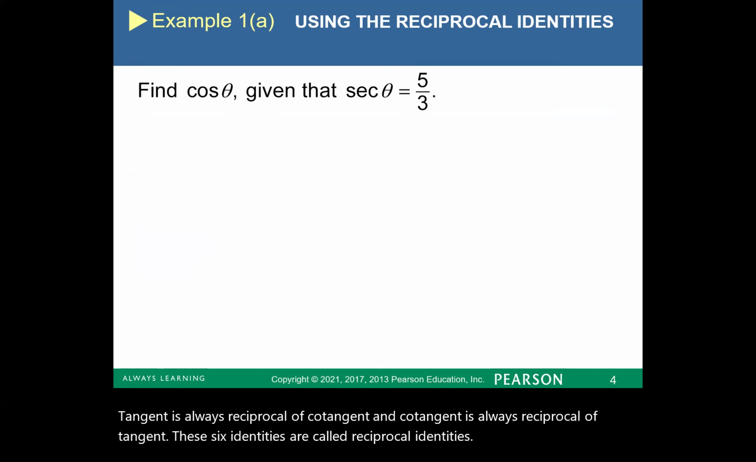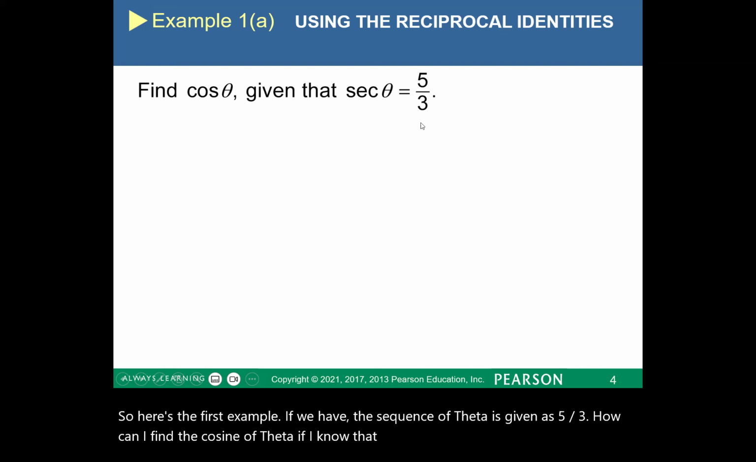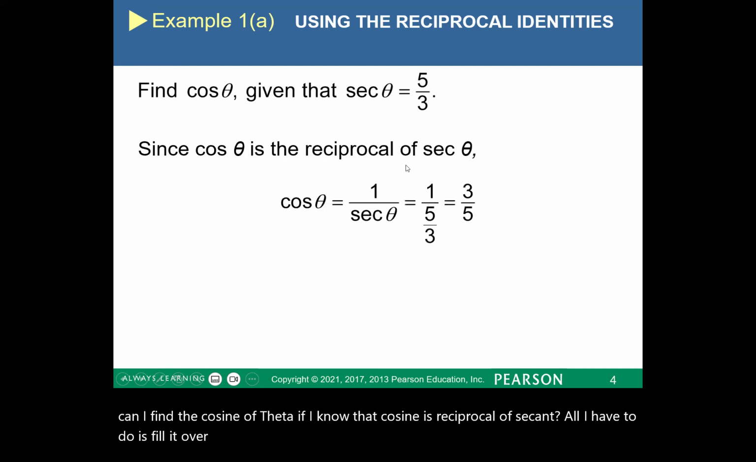So here's the first example. If the secant of theta is given as 5/3, how can I find the cosine of theta? If I know that cosine is the reciprocal of secant, all I have to do is flip over the fraction, so the answer becomes 3/5.